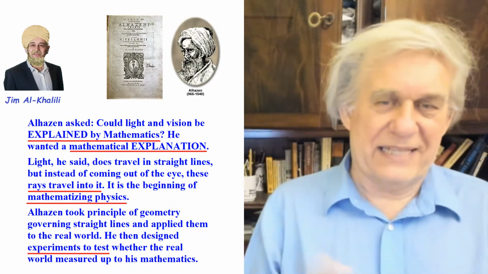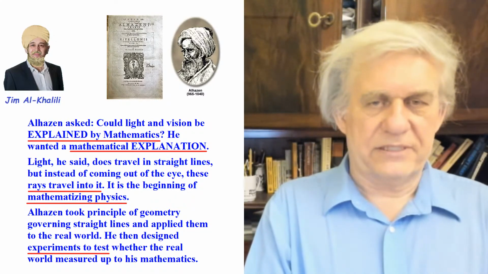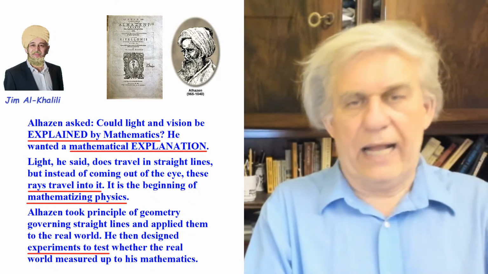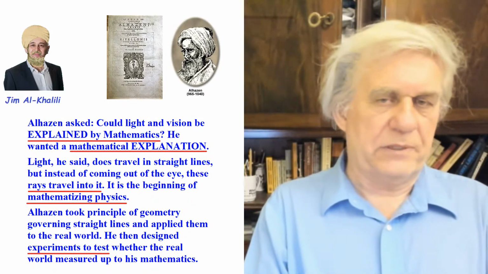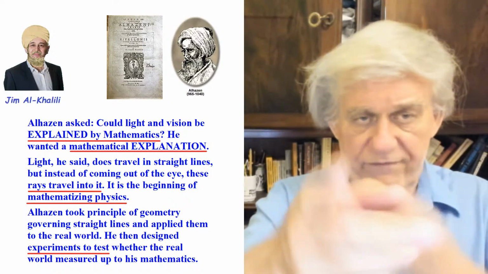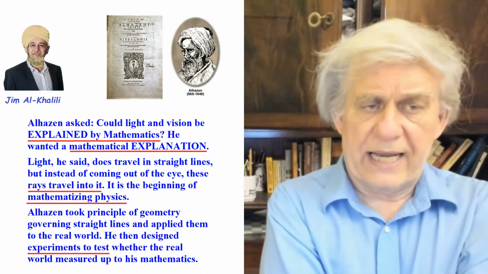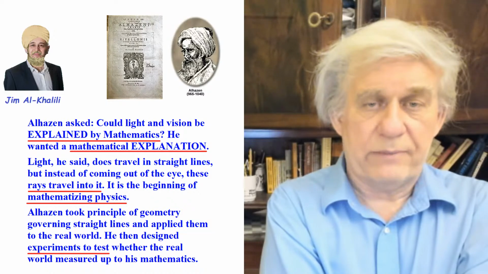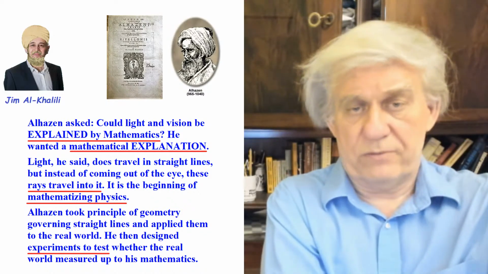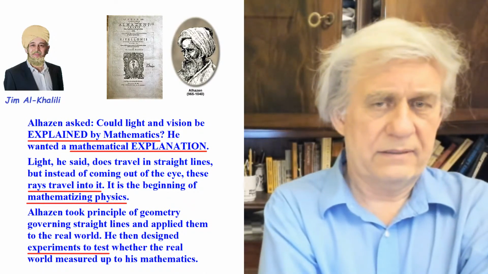Mathematical explanation, that's an oxymoron. You can't explain with mathematics. You can only describe. And he's using the word explanation. So obviously, Al-Khalili has no idea what the difference between a description and an explanation is. And he says, light, referring to Alhazen, does travel in straight lines, but instead of coming out of the eye, which is what the Greeks believed, right, that light came out of the eyes and went to the object, these rays travel into it.